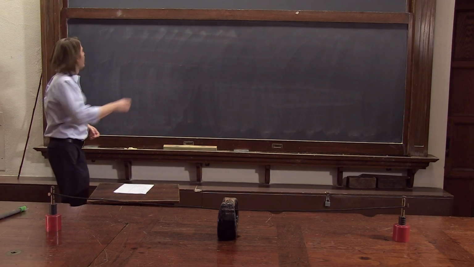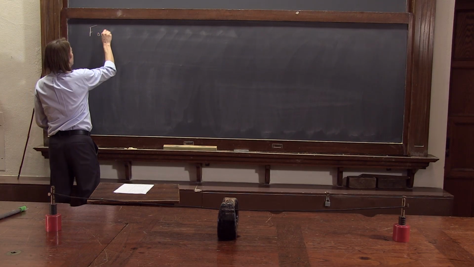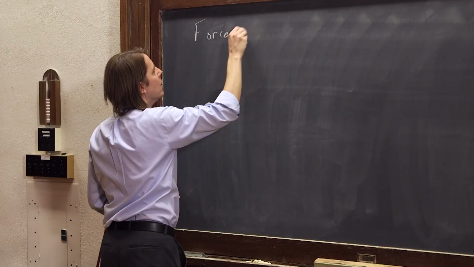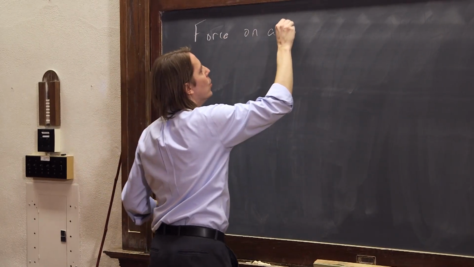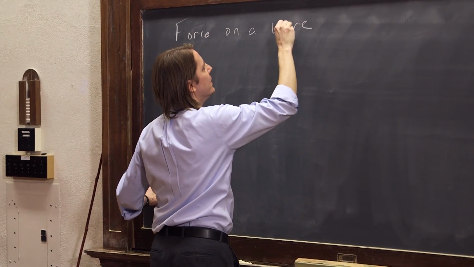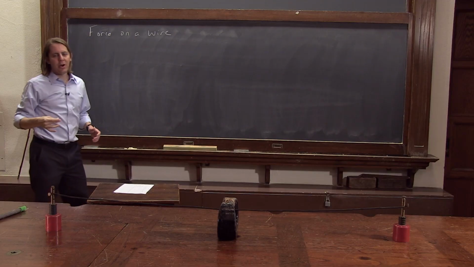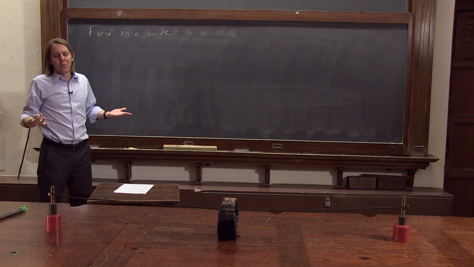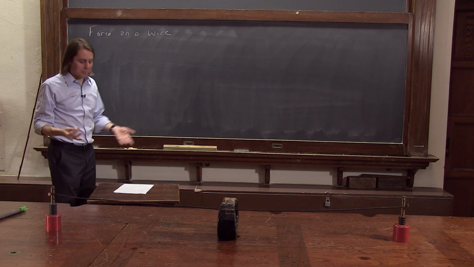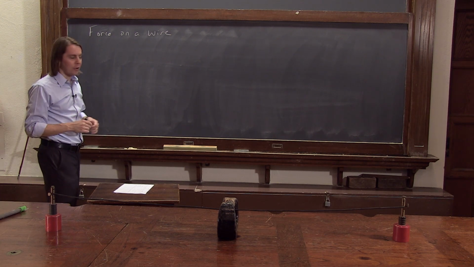All right, so let's come up with our new formula for the force on a wire. And in this section, whenever I say a wire, it's implied that it carries a current. If the wire weren't carrying a current, we wouldn't be talking about it. It would just be a piece of metal. So wire always means a current-carrying wire.